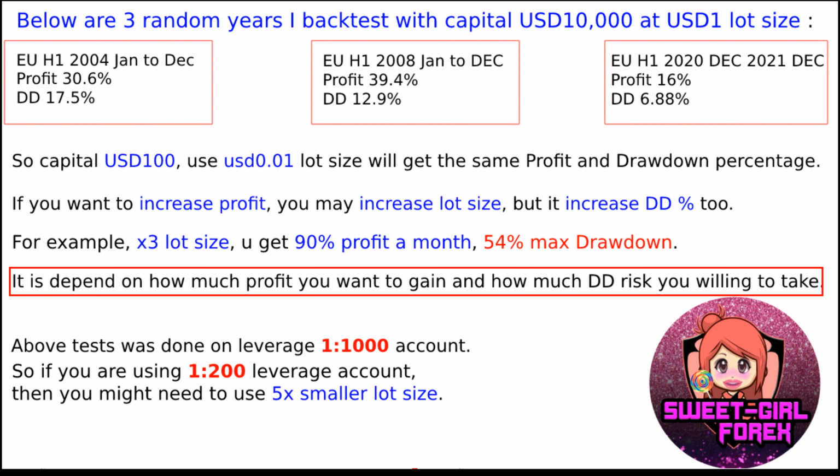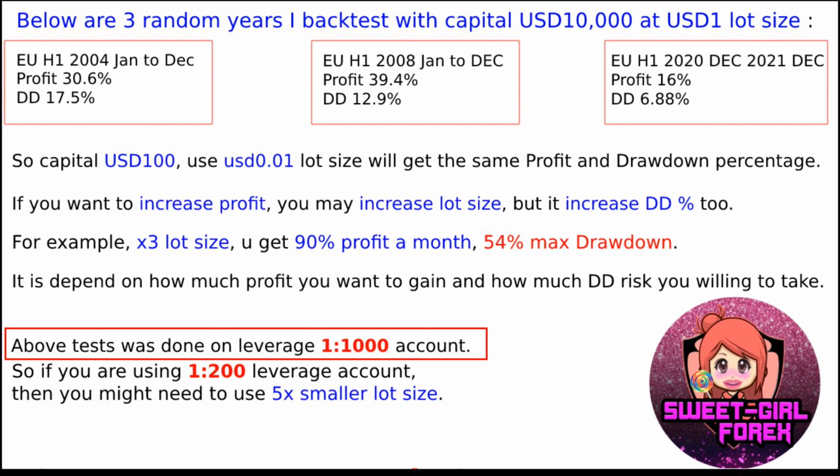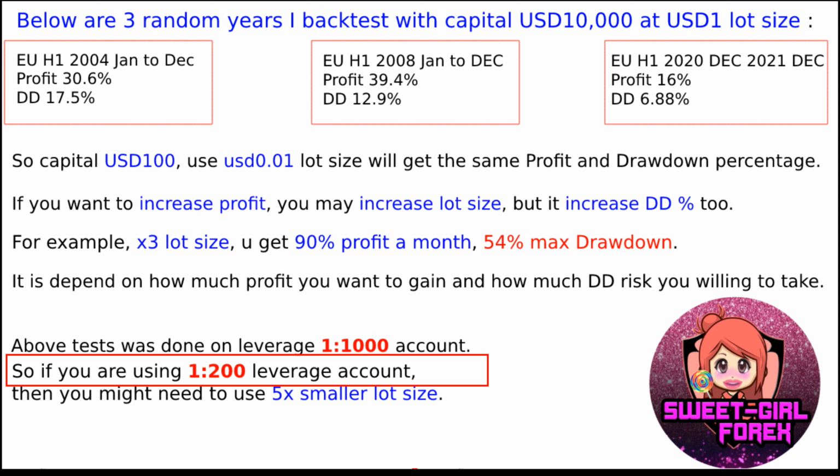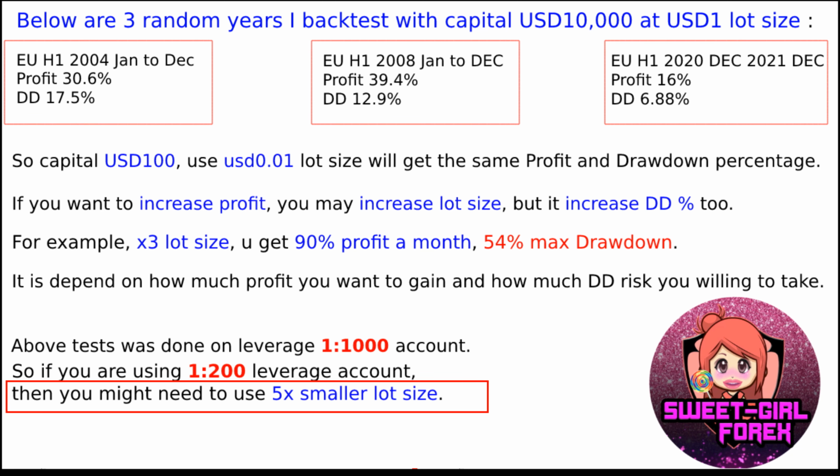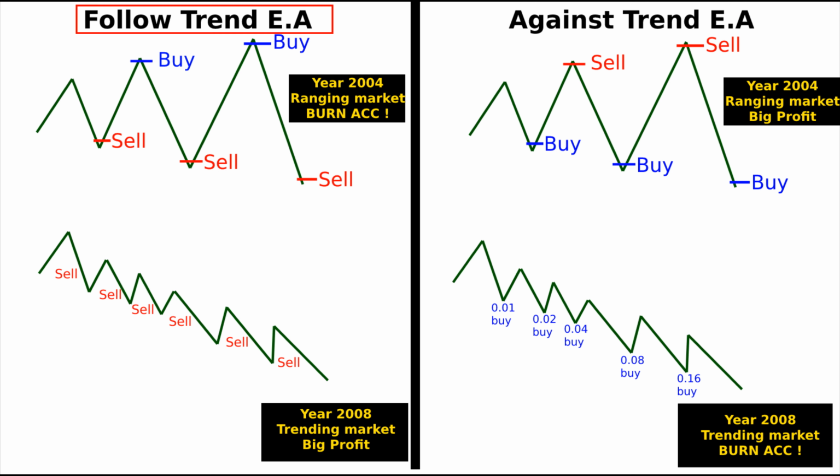It depends on how much profit you want to gain and how much drawdown risk you are willing to take. The above tests were done on a leverage 1 to 1000 account. So if you are using a 1 to 200 leverage account, then you might need to use 5 times smaller lot size. Many trending EAs burned the account when backtested on year 2004 to 2005 ranging market.